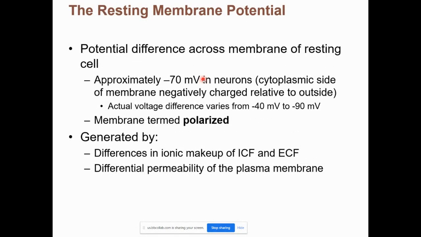This is getting into resting membrane potential right now. At rest, the plasma membranes of our neurons are negative in voltage. It's actually negative 70 millivolts, and it's because of the different ions in the intracellular fluid versus the extracellular fluid. I might stop here for a second and go draw something.